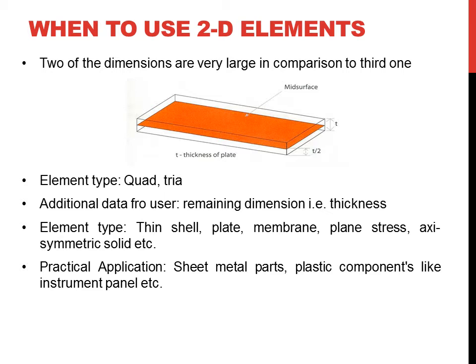Now, which types of elements are present in analysis software? They are thin shell, plate, membrane, plane stress, axisymmetric solid, etc. Now, what are the practical applications of the two-dimensional element? Examples are sheet metal parts, plastic components like instrument panels, etc.